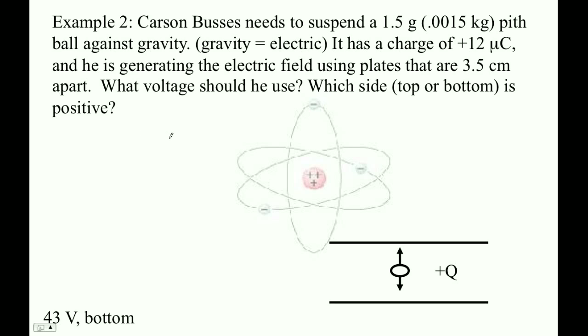Here's a second example for using this formula. And this is ubiquitous, and you also find it everywhere. The notion is that we're going to use an electric field to fight gravity, right? So Carson suspends this thing. It's got a mass of 1.5 grams, and curiously enough, it's called a pith ball. I don't know why. Against gravity, it has a charge of 12.